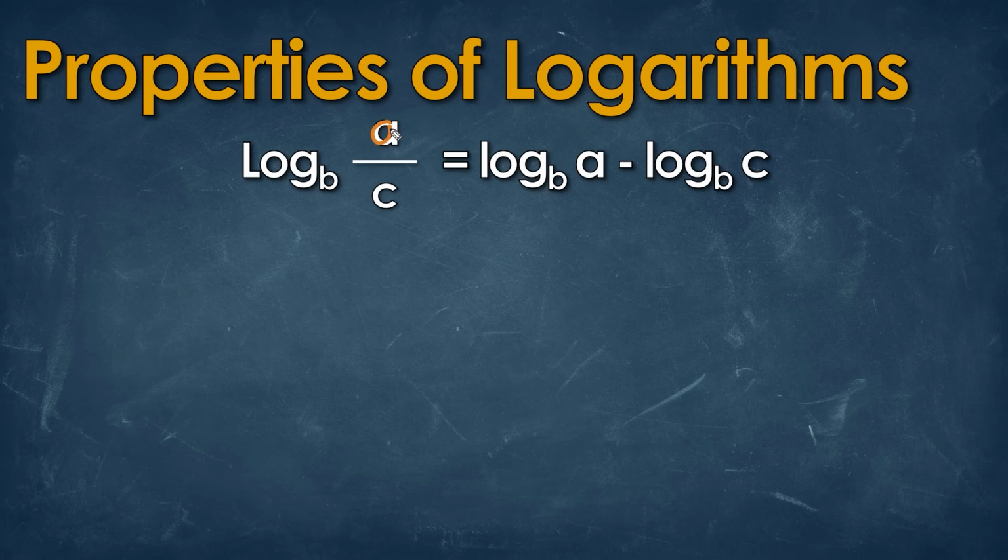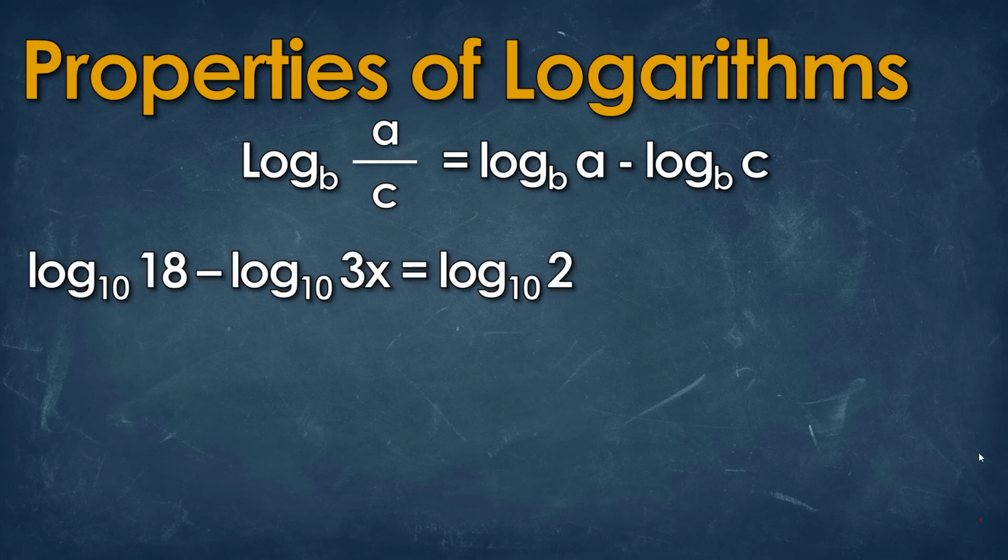Now, another property of log is to say that if we have a quotient, a over c, we can actually separate this out into an individual log base b of a minus log base b of c, and vice versa. If we have a minus sign, we can actually turn that into a quotient. So we can use this information to help us solve a problem. Now we have to make sure that, again, the base is the same in each one of these logs, or we couldn't do this.